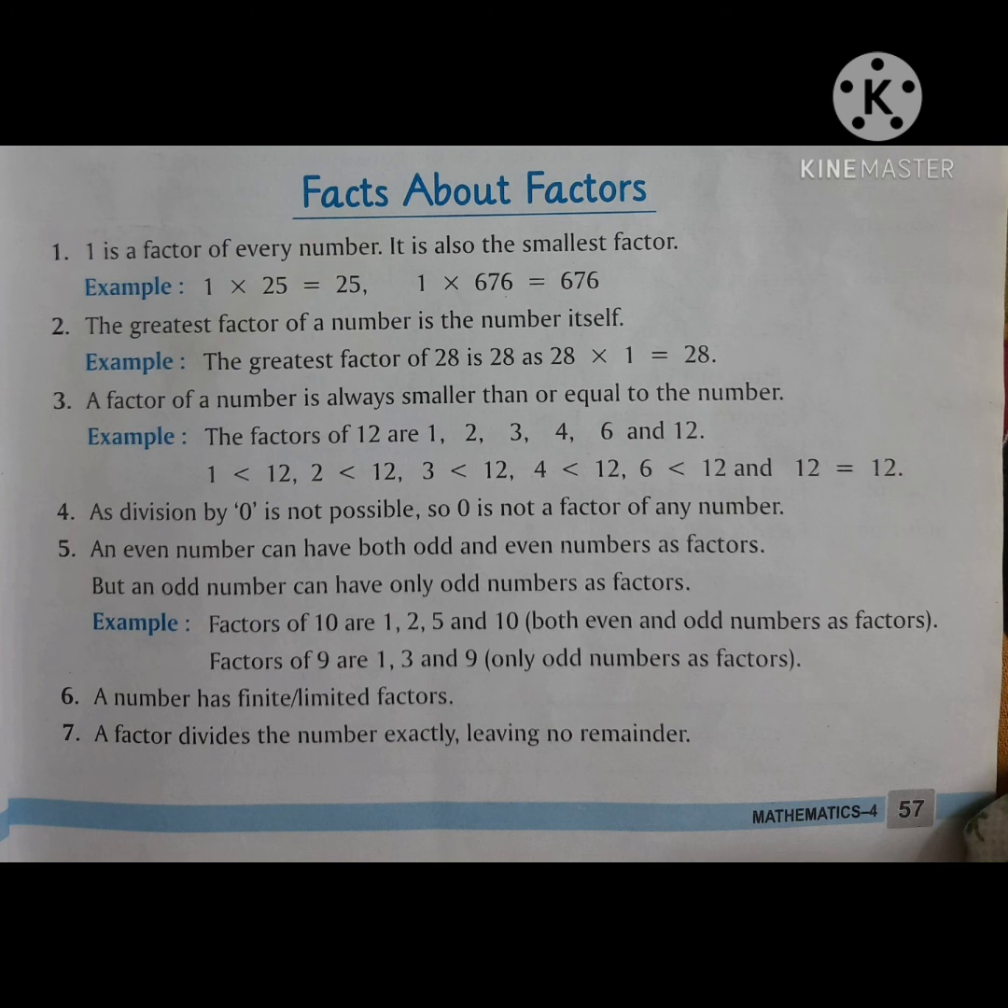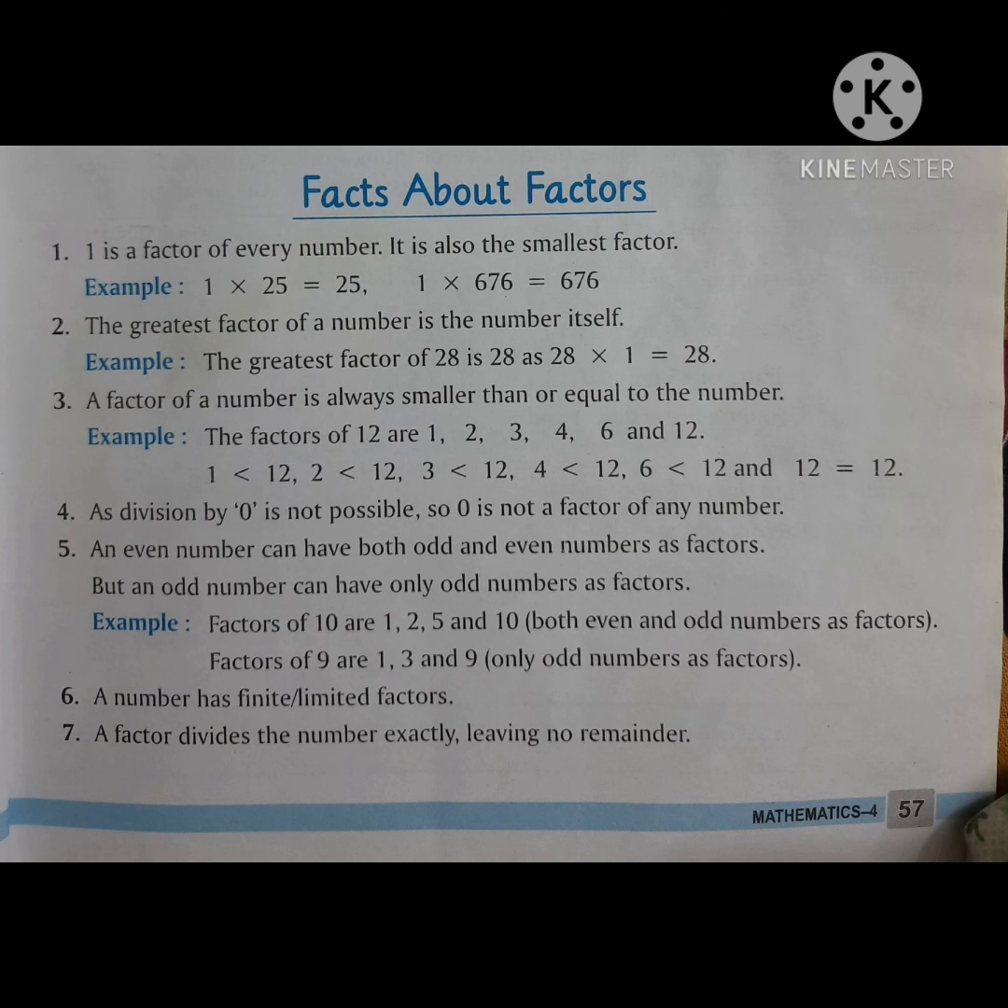And what are the factors between, 2, 3, 4 and 6? Right? All the numbers are smaller than 12. Right? 1, 2, 3, 4, 6. They are all smaller than 12. Right? Means the factors are smaller than the number or equal to 12. Right? What is the next fact? As division by 0 is not possible, so 0 is not a factor of any number. 0 cannot be any factor of any number because we cannot divide any number by 0.